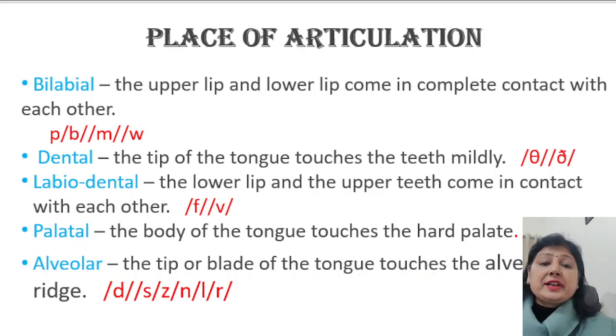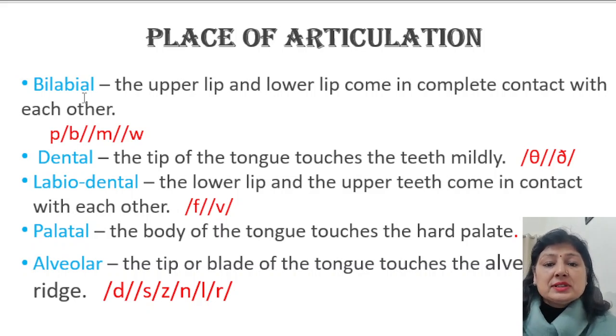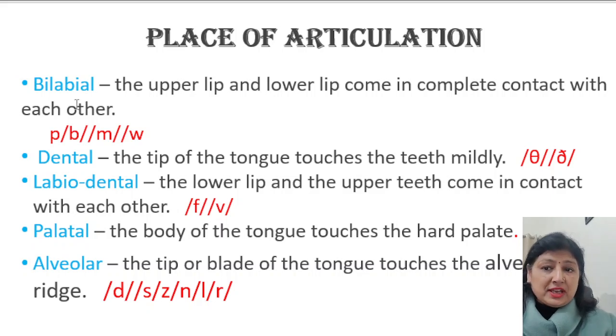According to place of articulation, there are many kinds of consonants. The first one is bilabial sounds. Bilabial sounds are made with the help of the lower and upper lips. When they come in complete contact with each other, these sounds are produced. As we can see, the sounds like p, b, m, w, w as in when, the sound of w.